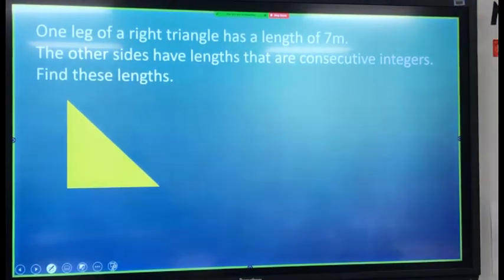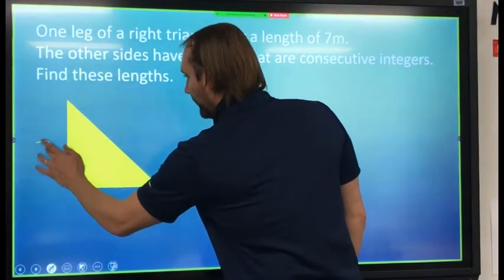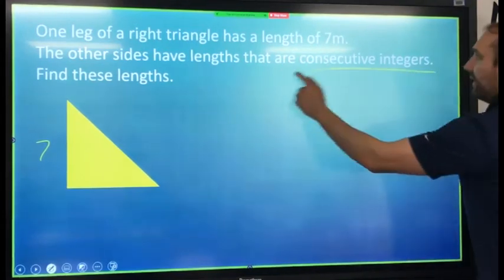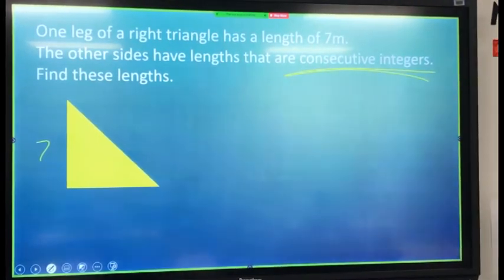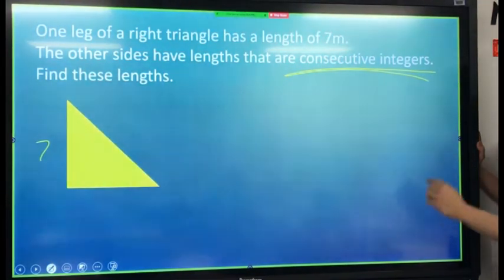One leg of a right triangle has a length of 7. So let me go ahead and call one of these 7. The other sides have lengths that are consecutive integers. Now what does that mean, consecutive integers? Numbers that appear more than once? No. Let me give you a hint.